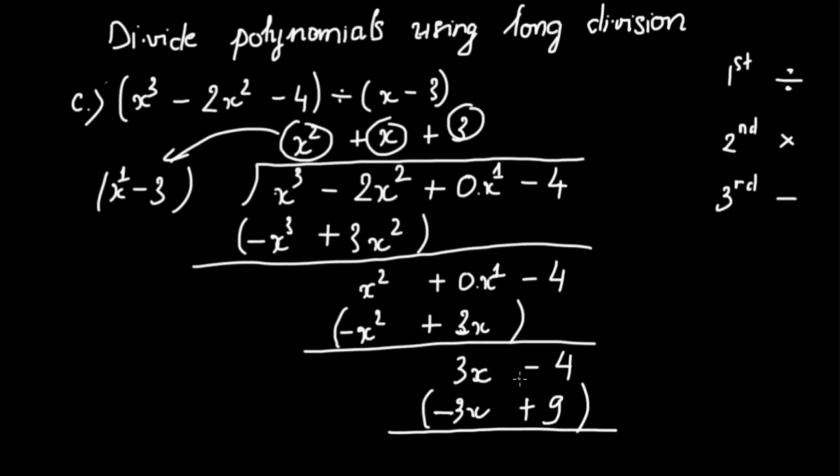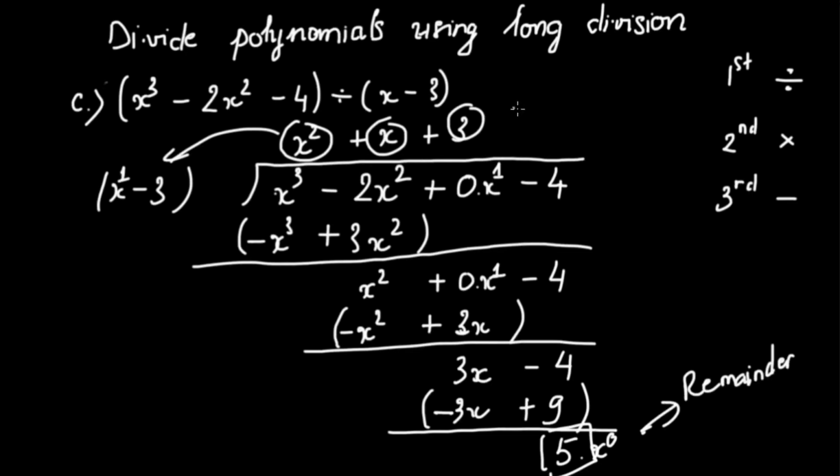Now we add these two expressions together. 3x minus 3x, you got 0. Minus 4 plus 9, you got 5. And 5 here is actually 5 times x raised to 0. And you see 0 is less than 1, which means you stop repeating the steps. And 5 here is the remainder.